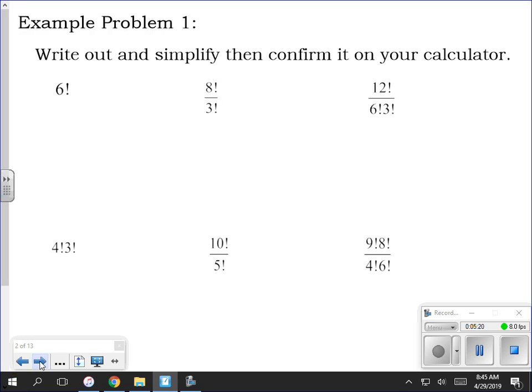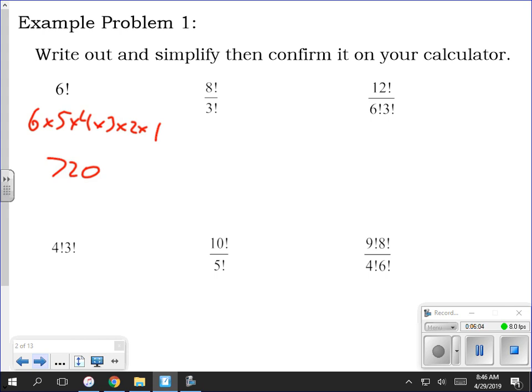Okay. So what I wanted to do on the first few is do them together. Write out and simplify, then confirm it on your calculator. So what is 6 factorial? 6 times 5 times 4 times 3 times 2 times 1. Then you get 720. Okay. I do want you to write these out because I want you to understand and ingrain how you do them. Okay. 8 factorial divided by 3 factorial.